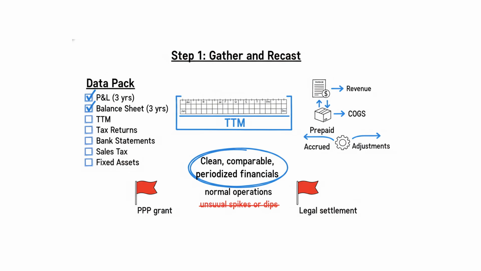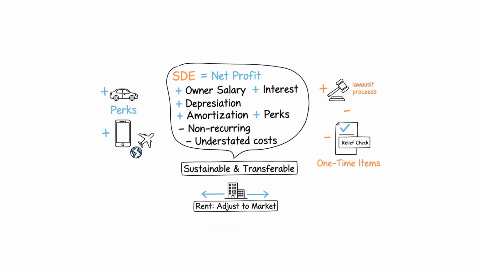Flag outliers, like a one-time PPP grant or a large legal settlement. Your goal in this step: build clean, comparable, periodized financials that represent normal operations, not unusual spikes or dips. Recasting begins with owner impact.